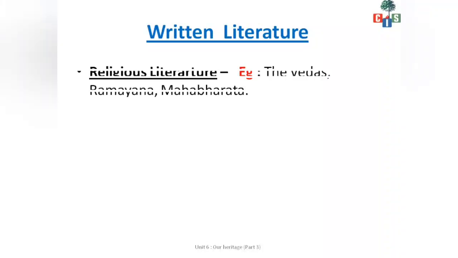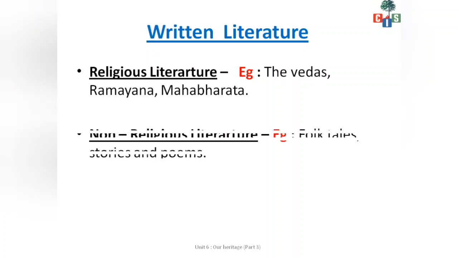Now next we'll go through the written records. So what is written literature? Children, there are two types of written literature. First is religious literature and second one is non-religious. Religious means जो भगवान को related होते हैं, like Ramayana is there, Mahabharata is there, the different types of Vedas are there, Atharva Ved, Yajurva Ved, Rig Ved, right? So different Vedas are there. Those are the religious literature.